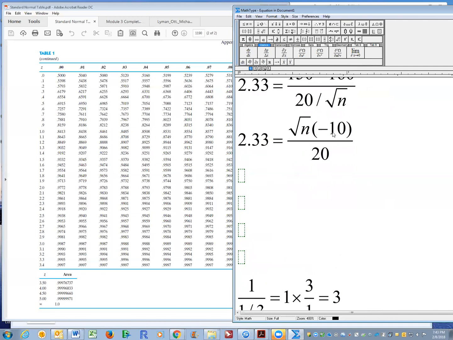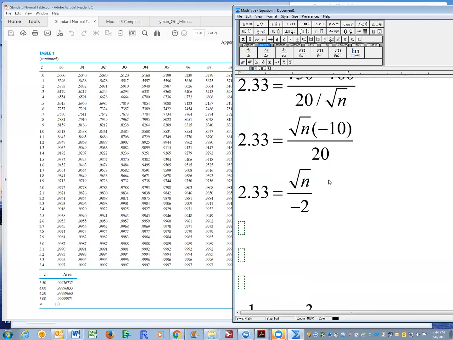And can I go a little bit further here and reduce the negative 10 over the 20? So that would be 2.33 equals, let's see, root n in the numerator, and then in the denominator I would have negative 2, right? If you take, simplifying the 10 over the 20. So far, so good.